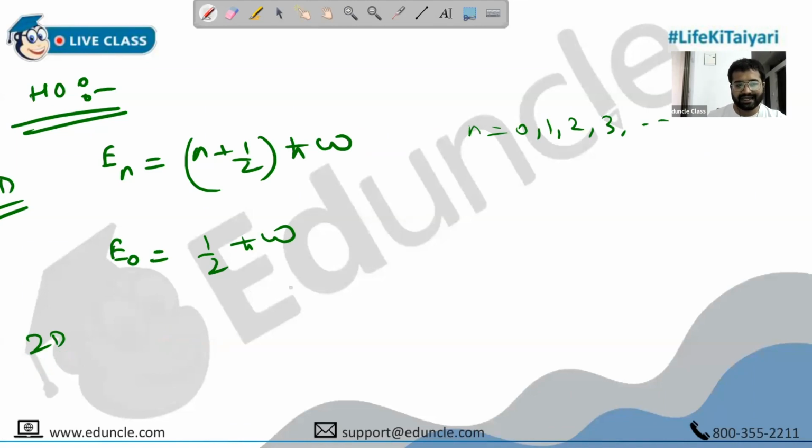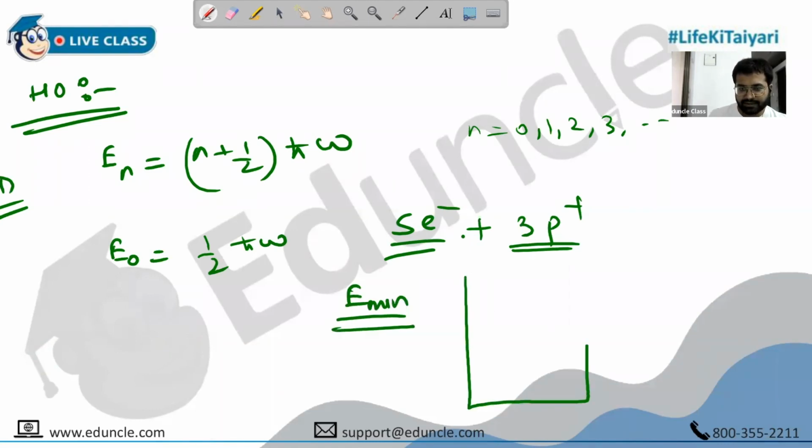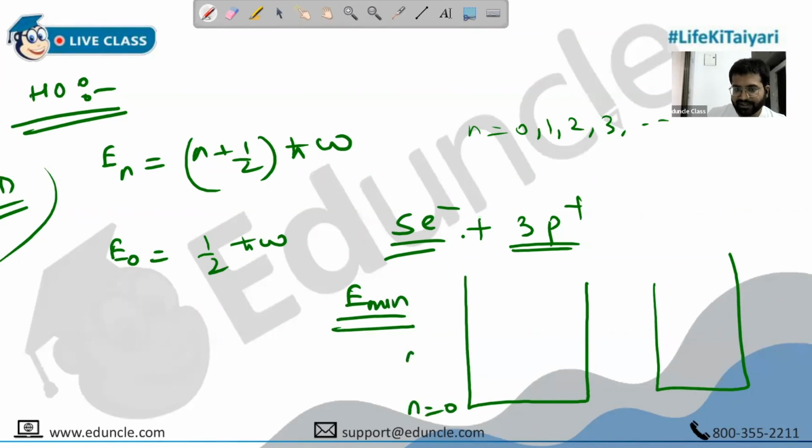Let's first just take a simple question on 1D. So suppose again I have given you 5 electrons, and along with 5 electrons, suppose I'm giving you 3 protons too. And I want us to find the minimum possible energy of this state. So what do we have? Remember, 1D is non-degenerate. n equals to 0 is the ground state, n equals to 1 first excited state, n equals to 2 second excited state.